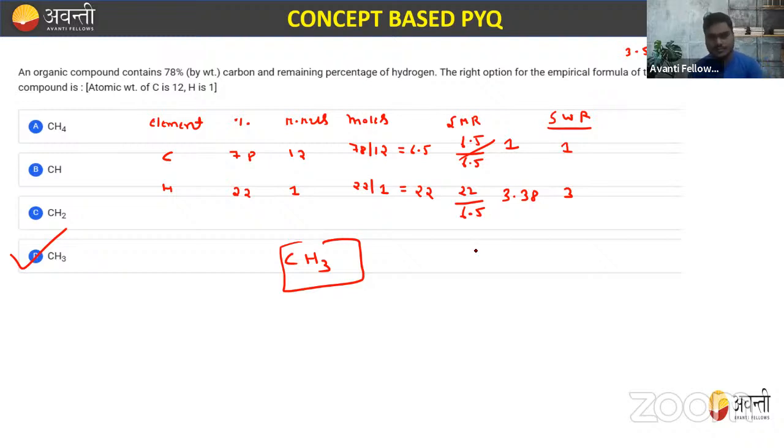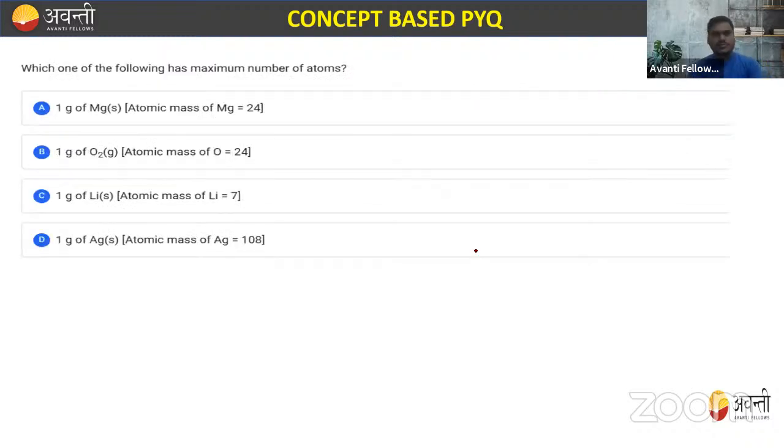Now the next question is: which one of the following has a maximum number of atoms? You need to calculate, quickly. I'll give you 15 seconds for this question because this question is very easy. And you all need to calculate, out of these 4 options, which of the following has the maximum number of atoms. Calculate quickly. Which has the maximum number of atoms?